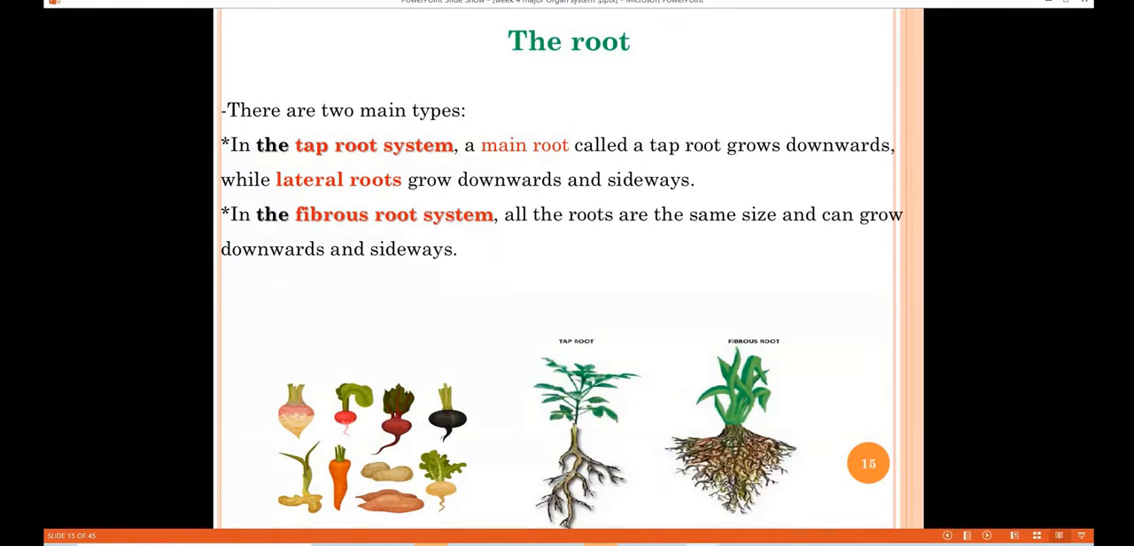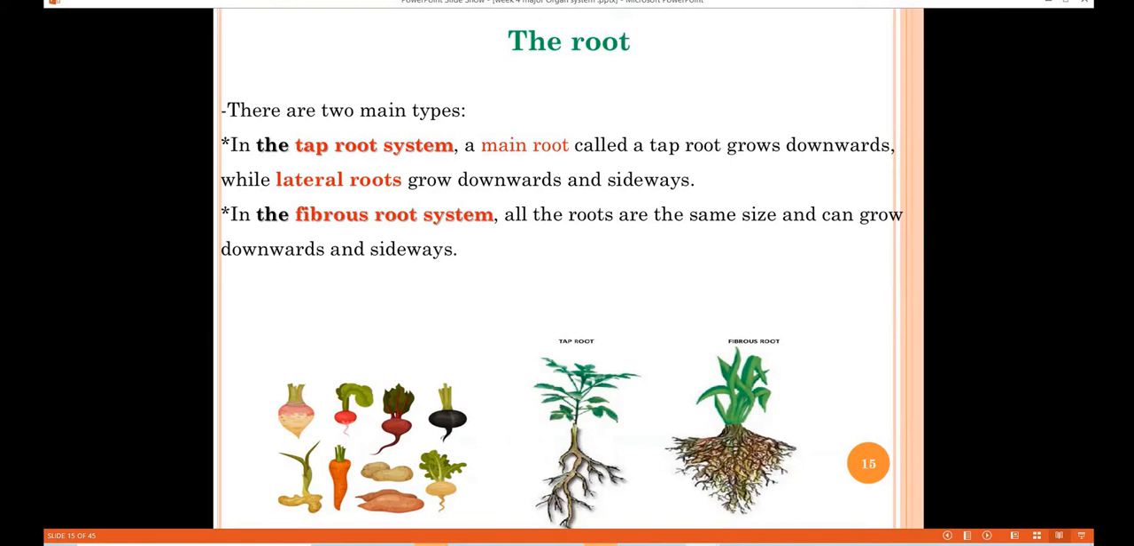The examples of taproot would be, what are the examples of taproots? Carrot. Do we have it in our textbook? Did they give it? No, they didn't give any examples. They just explained what a taproot is. Okay, can you give us some examples? I gave you some examples in the last lesson. Okay, let me give it again.